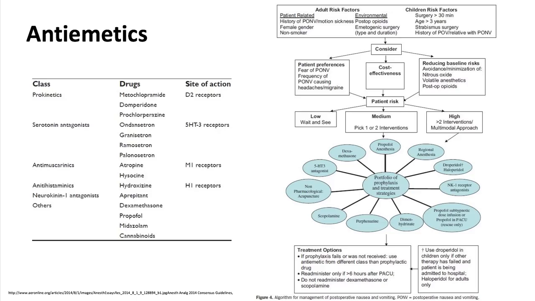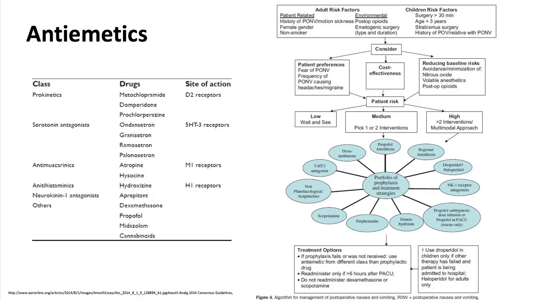If they're at medium risk, we use one or two of these pharmacologic interventions. And if there's very high risk, we'll use multiple interventions and a multimodal approach, often combining dexamethasone with ondansetron and possibly a scopolamine patch, unless the patient is very old. Elderly patients putting a scopolamine patch on, that patient may end up with central anticholinergic syndrome.